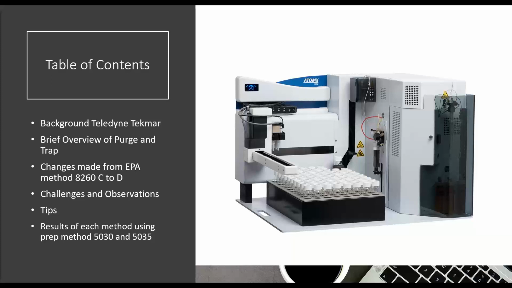This webinar will cover EPA method 8260 and compare the changes from C to D, while providing a brief introduction to the sample prep methods 5030 and 5035 using the Atomic XYZ. We will also cover a few of the challenges, observations, and tips for the method that were important to keep in mind, as well as some of the results.